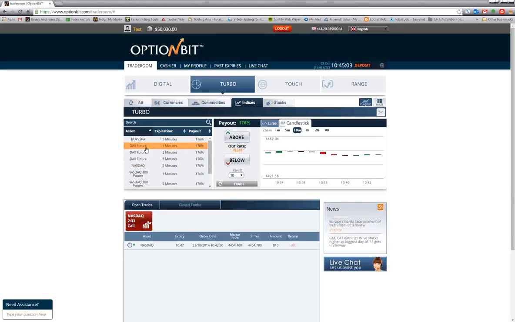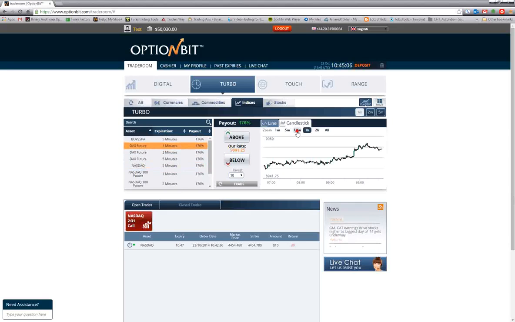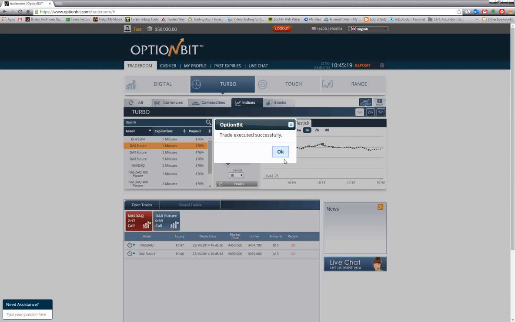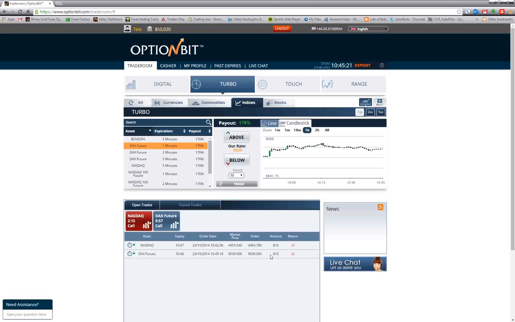Let's do DAX future. And let's try it above this time. Again, I'm not looking at anything when I trade these, just so you can see. So I hit it at 9039. Let's see what our strike is. 9039. So you don't see much fudging in price. This is a 1 minute, so you have your 1 minute countdown. Pretty simple to use.